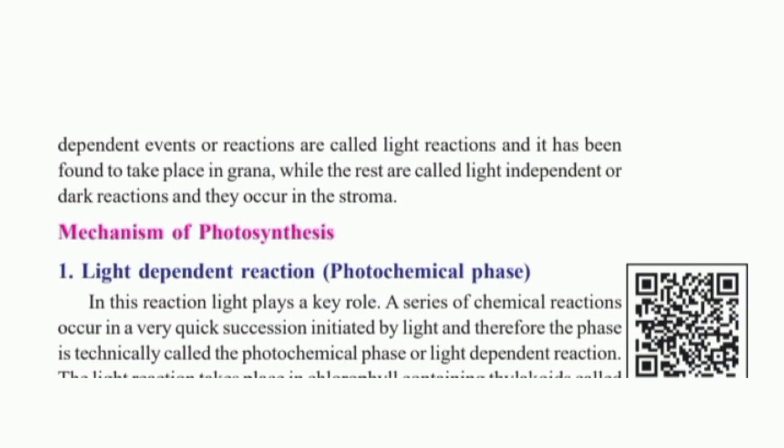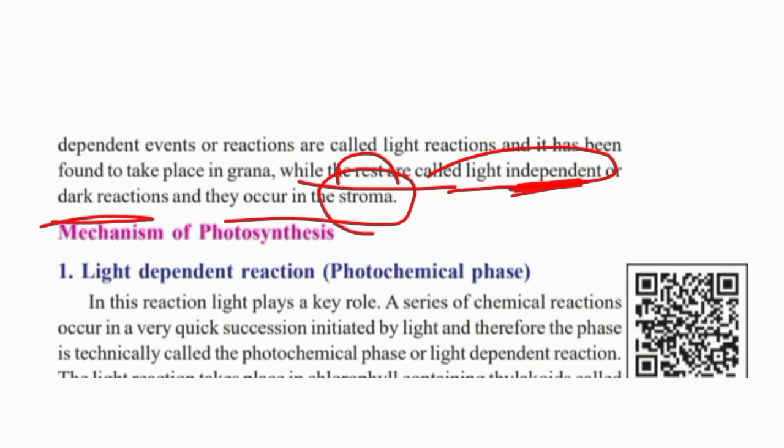Light dependent events or reactions are called the light reactions. The mechanism of photosynthesis is divided into two types of reactions: the light dependent reactions and the light independent reactions. The light reactions take place in the grana, while the other reactions are called the light independent reactions, meaning they are not dependent upon the light. They are called the dark reactions, and they occur in the stroma, the fluid filled portion of the chloroplast.